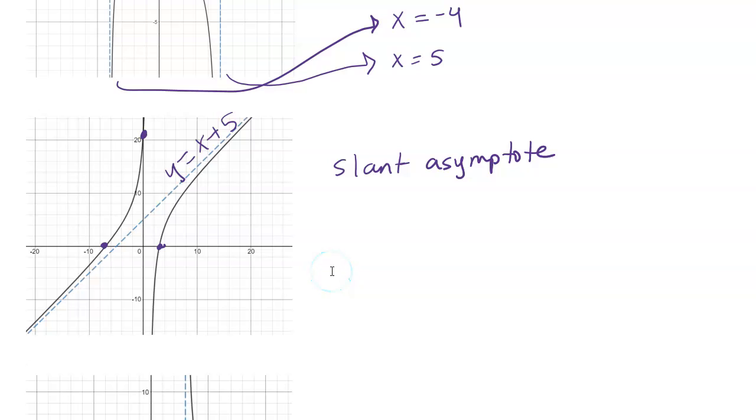And that is something that we will see as we progress into rational functions, is how to determine if a rational function has the slant asymptote. And if it does have a slant asymptote, we will discuss how to actually calculate that equation.